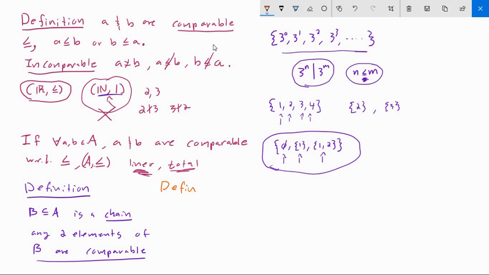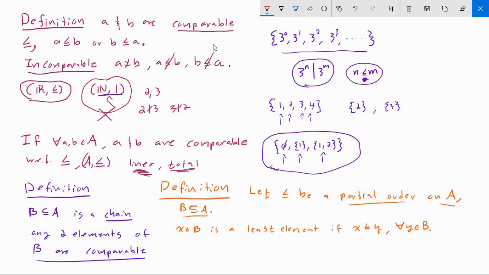On to some more essential definitions. That is the definitions of lower and upper bounds and supremum and infimum, which should be familiar if you've taken a first course in real analysis. As our setup, suppose that we have some partial order on our set A, and suppose we have some subset B of A. We say that x is a least element if x is less than or equal to y for all y in B.